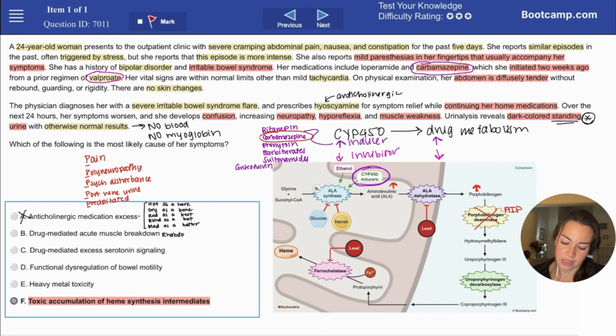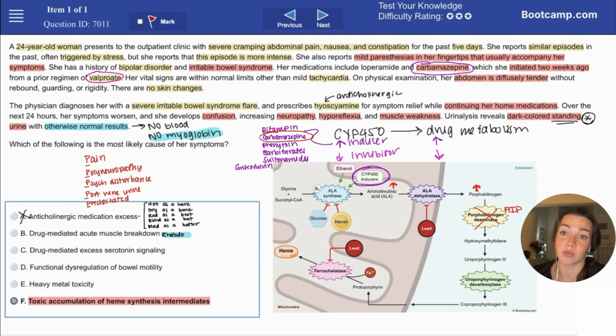Answer choice B is drug-mediated acute muscle breakdown. This is representing rhabdomyolysis, and we know that this isn't the case because we knew that the urinalysis didn't have any myoglobin in it. We were told that other than the dark standing urine, we had normal results. If you didn't know that, you could have worked around by noticing that none of the other medications in the stem really cause rhabdo. We already talked about the adverse effect profile of hyoscyamine.